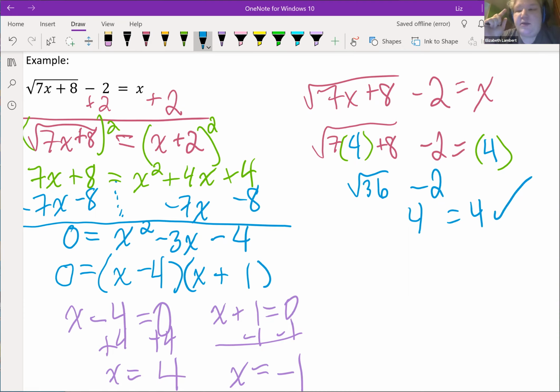Yes. This doesn't mean don't check the other solution. Check them all. Sometimes they will both work. Sometimes neither will work. Sometimes it's only one. Most of the time it's only one, but sometimes they both work.